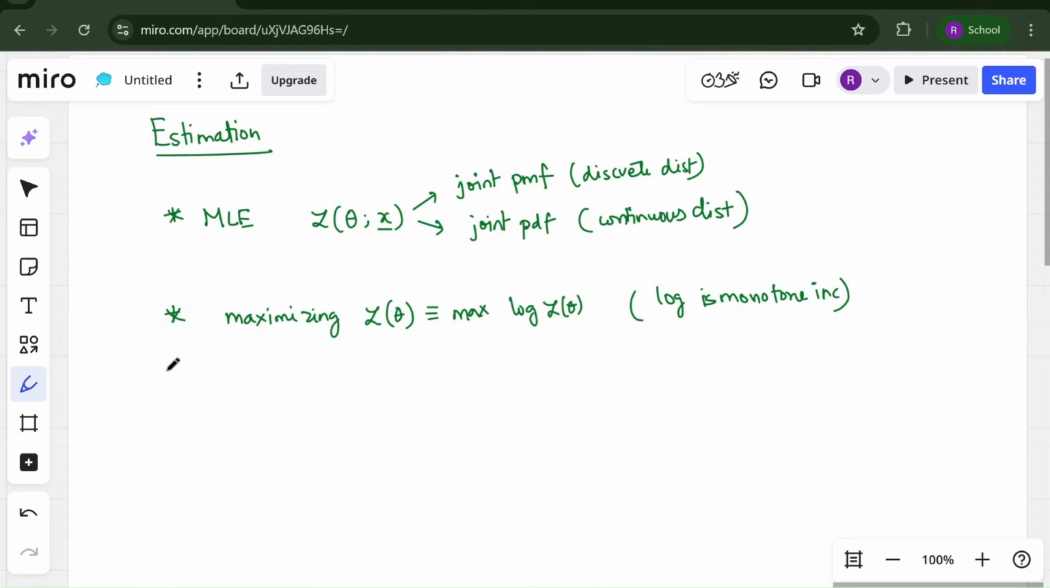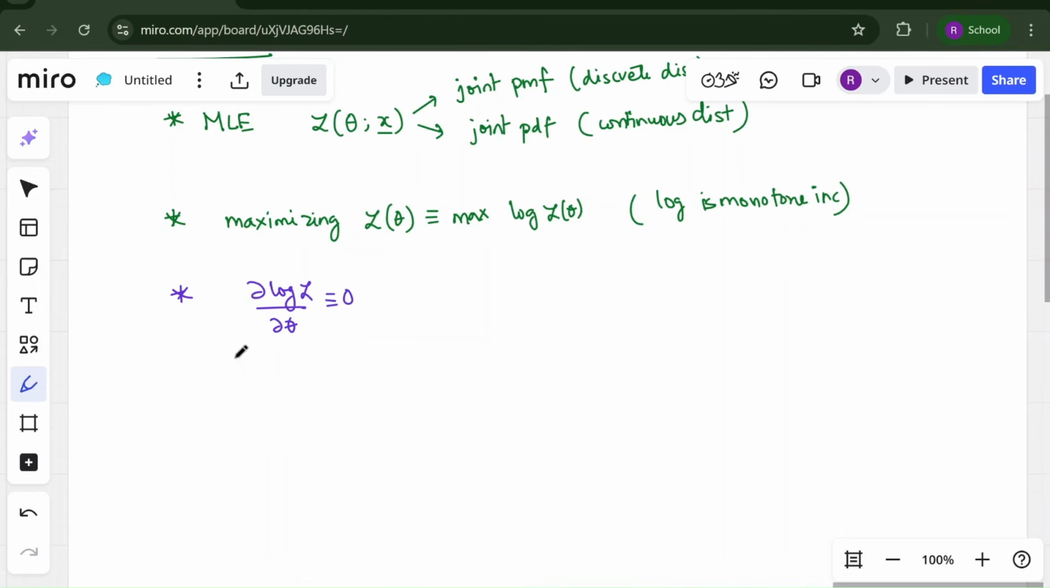And how do you solve for this? You take the derivative. So you do dou log L by dou theta, set it equal to 0. You get some value of theta. Then you also do dou 2 log L by dou theta 2. This has to be negative, right? So this is the first order condition. Using this first order condition, you will get a theta. You will call it theta hat ML or something. And then you also check for the second order condition, right? You put in that theta hat ML here in the second order condition and check if it is negative, right?